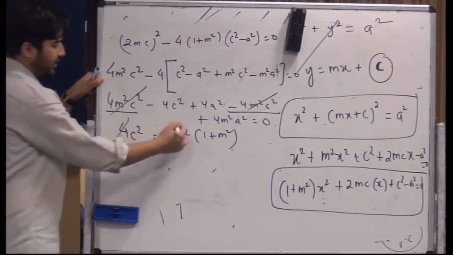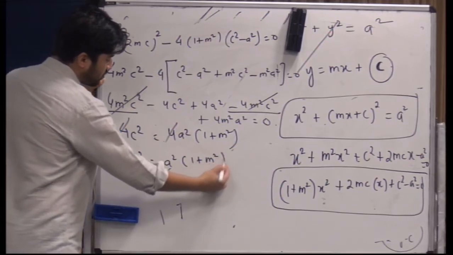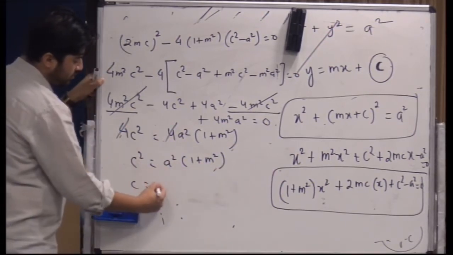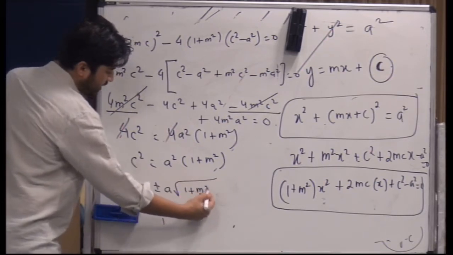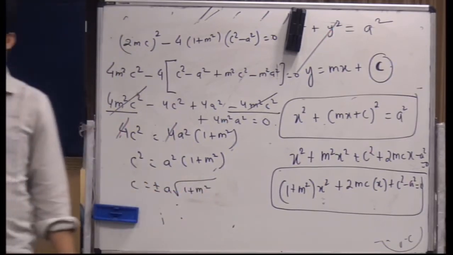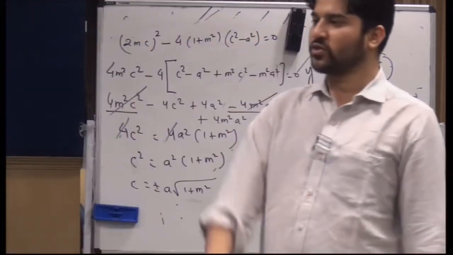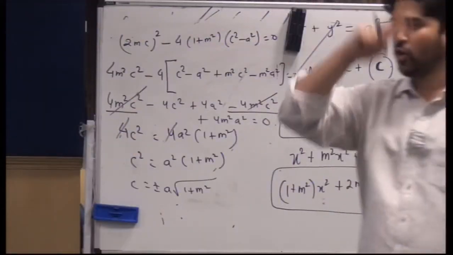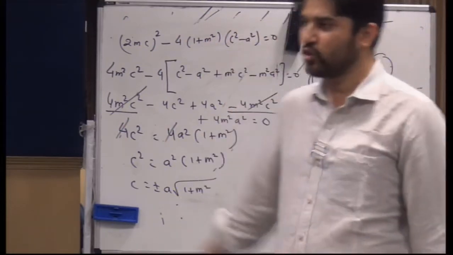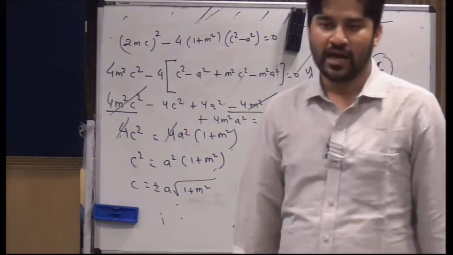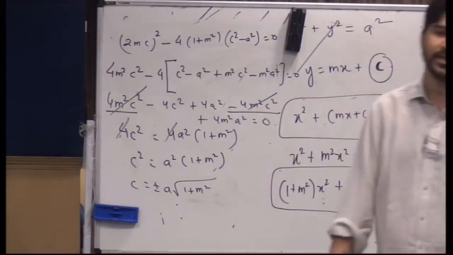So 4 and 4 get cancelled. What do you get? So what is c? c is plus minus a into under root (1 plus m square), which means how many c's do you get? 2. Which means how many lines you get? 2. Which means how many tangents you get? 2. So 2 tangents of the same slope but different c's. And what should be the c? c square should be equal to a square into (1 plus m square).